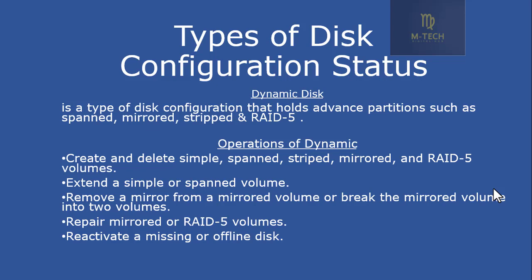So if you apply basic disk, what I said earlier is what you are going to have. If you change the configuration status of your hard drive to dynamic disk, these are the kinds of partitions that you can create. I'm sure in lesson 2, the upcoming lesson, we will discuss spanned, mirrored, striped, and RAID 5 partitions. So when your hard drive is in dynamic disk status, these are the partitions that can be created.